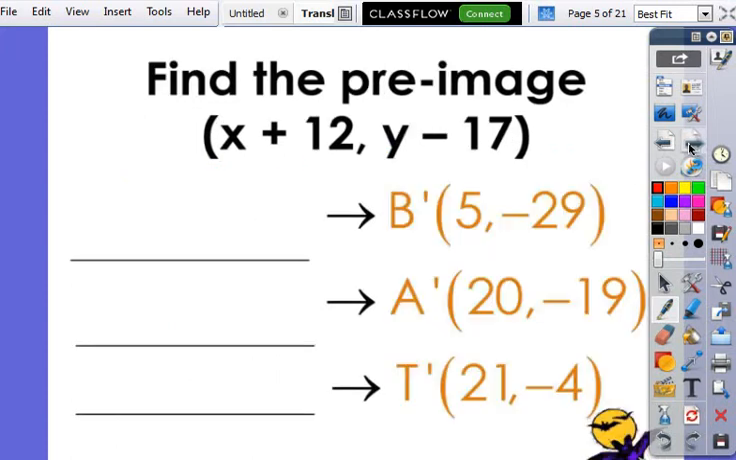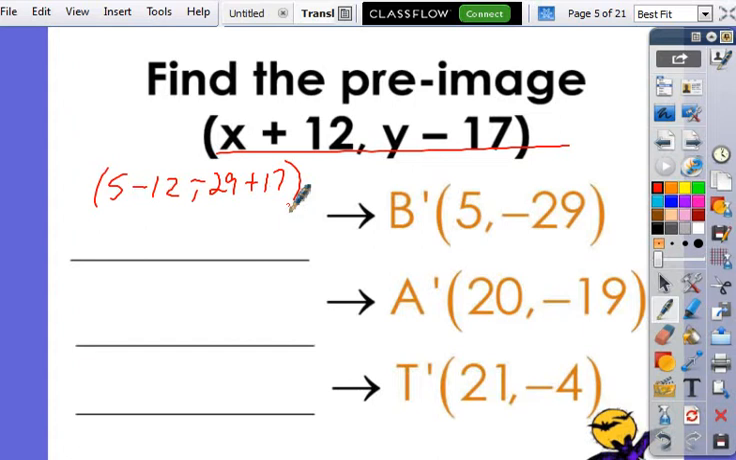If it gives you the image and says go back to the pre-image, all right? You're going to undo whatever is up here. So I would take this and say 5 minus 12, and then -29 plus 17. Everybody got me? If you have the image and you have to find the pre-image, you undo whatever's in the rule. So that would be -7, -12.